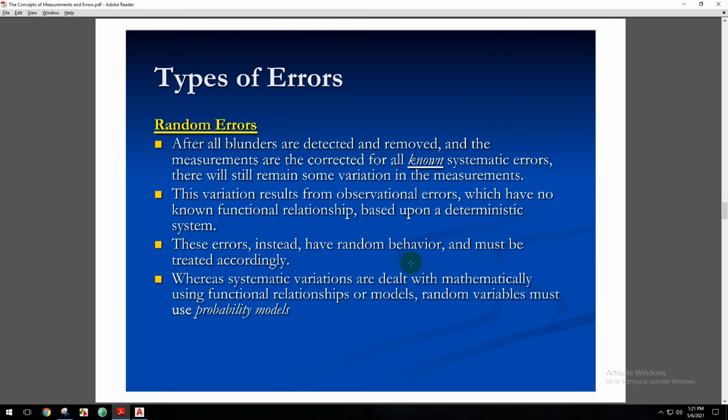And lastly, ang atong gitawag nga random errors. So after all blunders are detected and removed, and the measurements are corrected for all known systematic errors, so after wala na kay nagtinanga, sakto na tanan pagbasa nimo, sakto na tanan pag level nimo, and tanang systematic errors na determine na and na correct, pero nikuha nimo sa data, error gihapon, di gyapon nimo makuha ang true value. So na gitawag og random error.